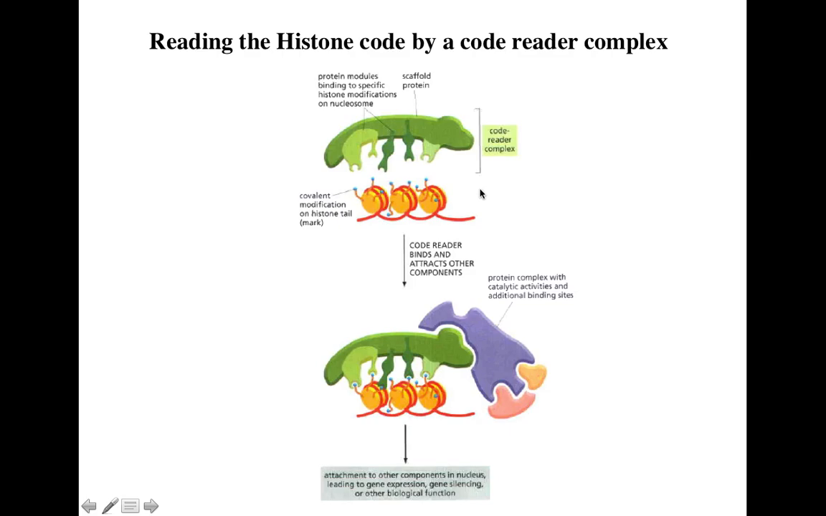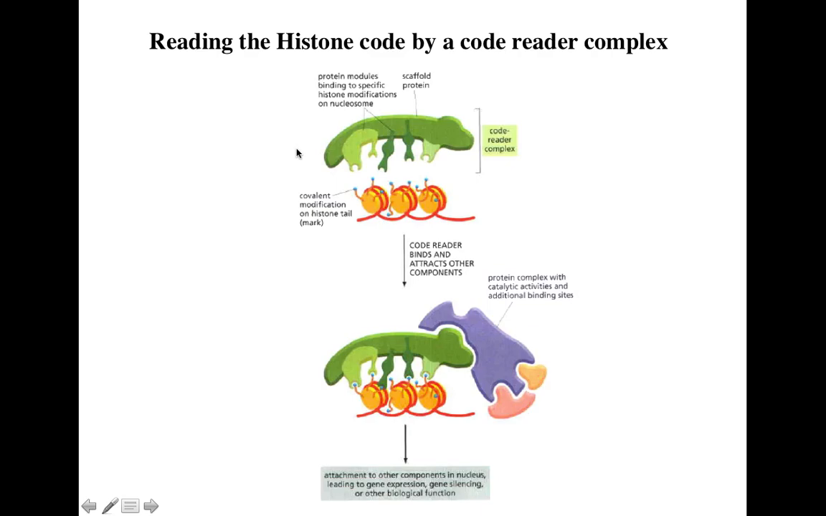For example, in some cases this histone code can give a signal that the DNA is damaged and needs to be repaired. In some other cases it can signal that certain genes need to be silenced, while in other cases it could signal that the genes need to be activated, they need to be expressed. So this code can lead to different outcomes, and it does so because this histone code can be read by reader complexes.